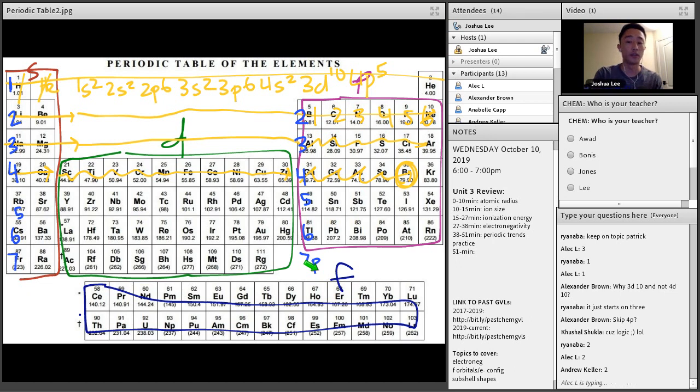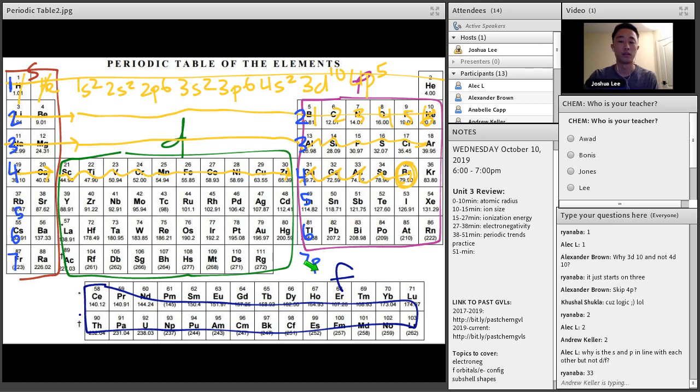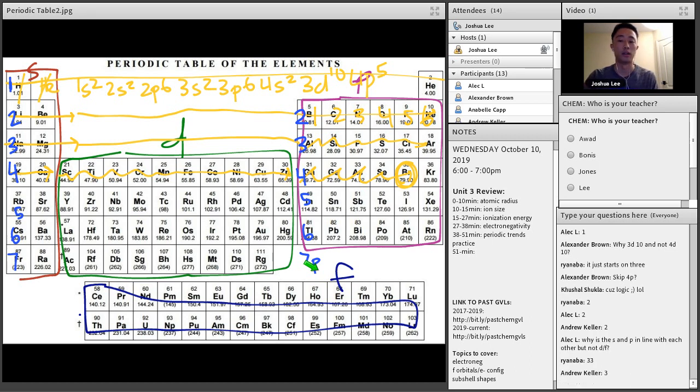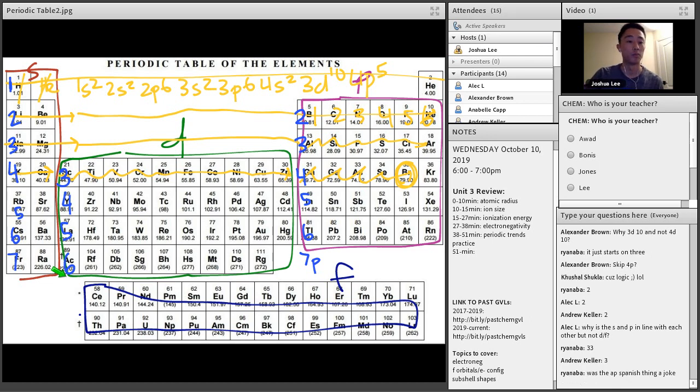So if S starts on the first floor, P starts on the second floor, what energy level will D start with? Not 33, but 3. Why is S and P in line with each other, but not D and F? It just happens to work out that way. So 3, 4, 5, 6. That I don't really know. It just happened to work out like that.